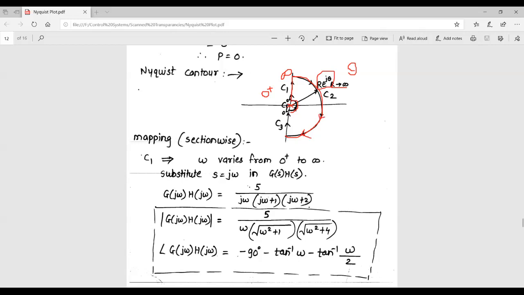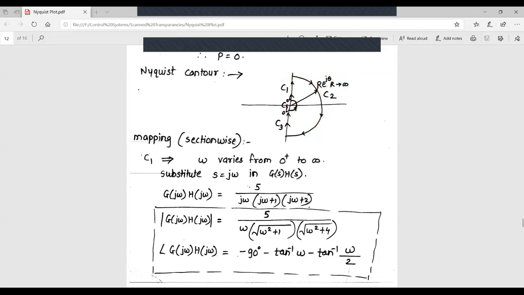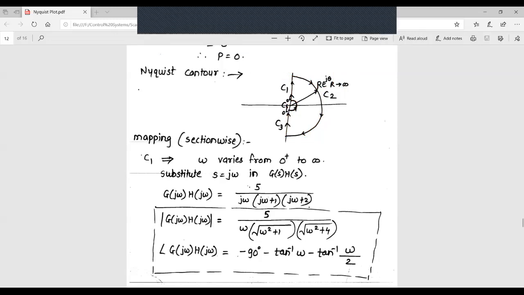Then we have section C3. Section C3 would be minus infinity to 0 minus. Now what is this 0 plus or 0 minus? We are assuming the radius of the smaller semicircle to be very small, so that we can take the limit epsilon tends to 0. And so that is why, just skipping a single point, we denote the upper point to be 0 plus and the lower point to be 0 minus. Now after marking these sections, we need to sketch the Nyquist plot for each section independently, and then we will form the whole Nyquist plot.